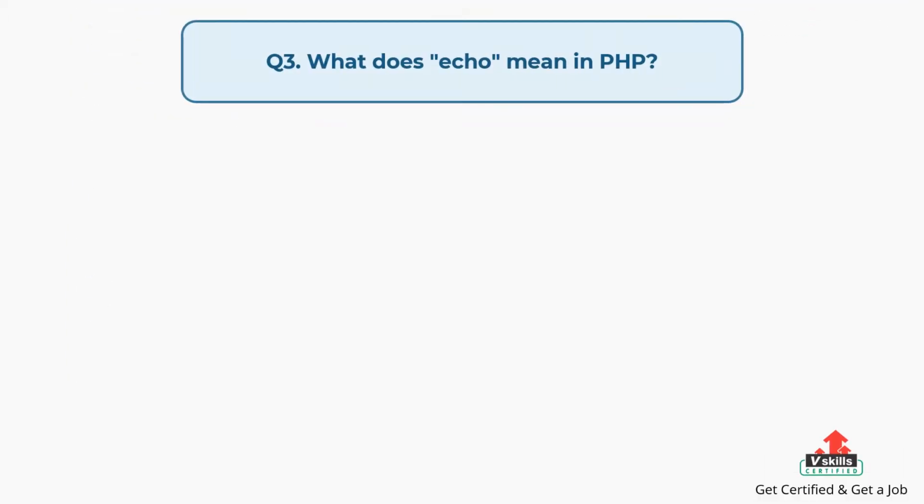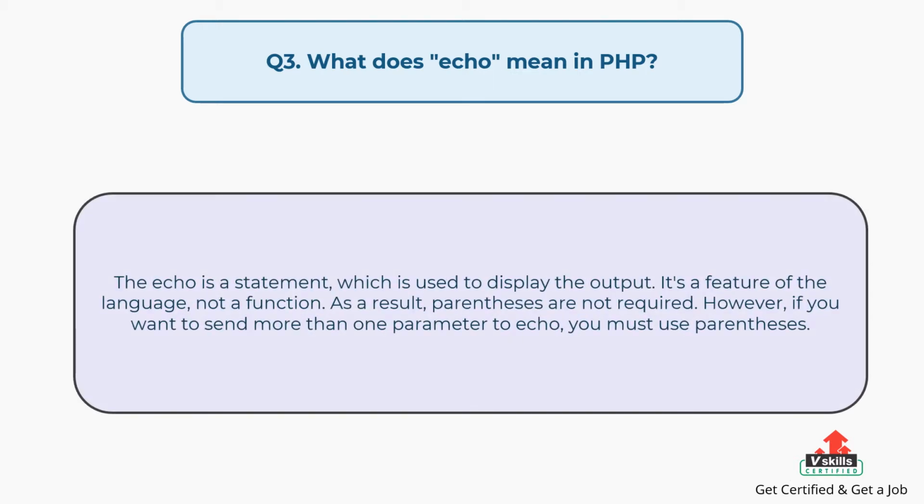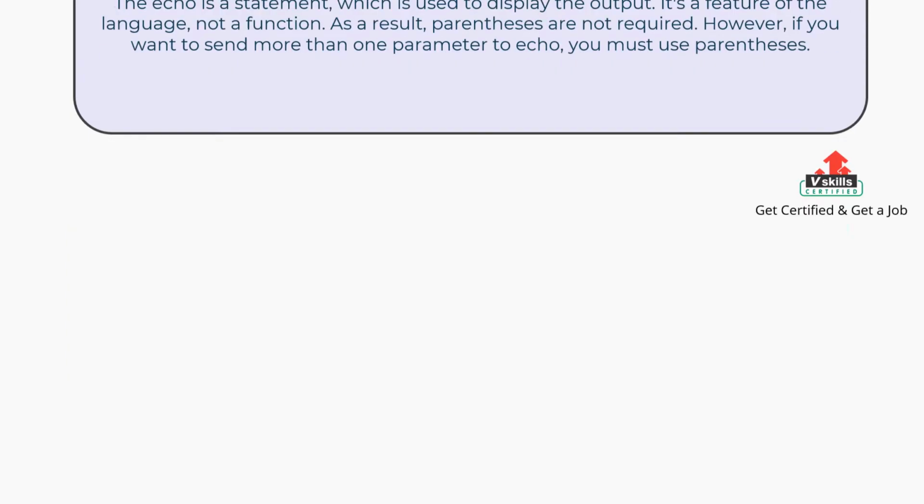Question number 3. What does echo mean in PHP? The answer is: the echo is a statement, which is used to display the output. It's a feature of the language, not a function. As a result, parentheses are not required. However, if you want to send more than one parameter to echo, you must use parentheses.